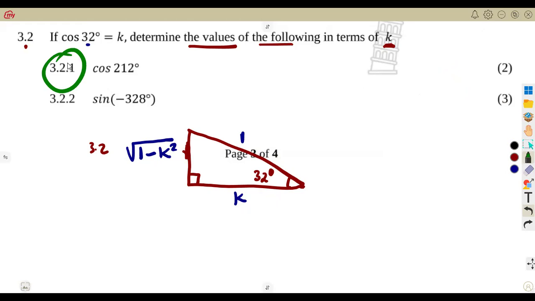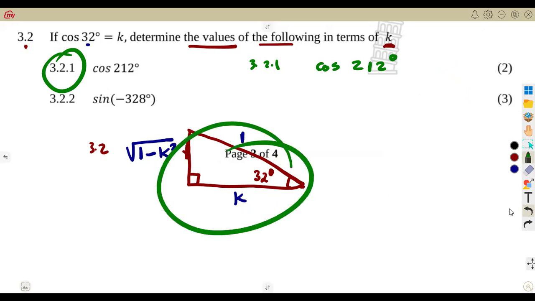Then the question was, calculate this in terms of k, which is cos 212. 3.2.1. Cos 212. Considering cos 212, we do not see 212 on our diagram.